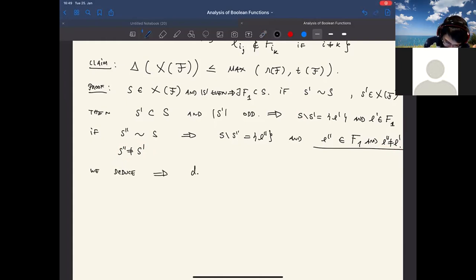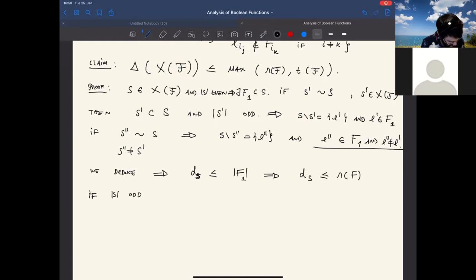So you deduce that the degree of F is less or equal than the cardinality of F1. And so the degree of F is less or equal than R. I guess we define that as R of F. It's the maximum number of the F's in the family here.